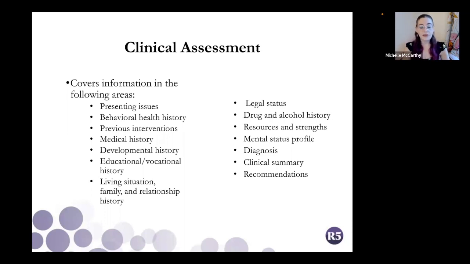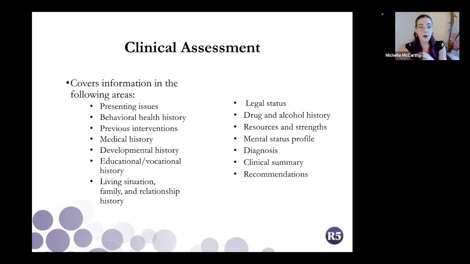Educational and vocational history, their living situation, family history, relationship history, what's going on now with your family, what has it been like in the past, their legal history, their drug and alcohol history, which is very important because that could be related to what's going on as well. And then their resources and their strengths.